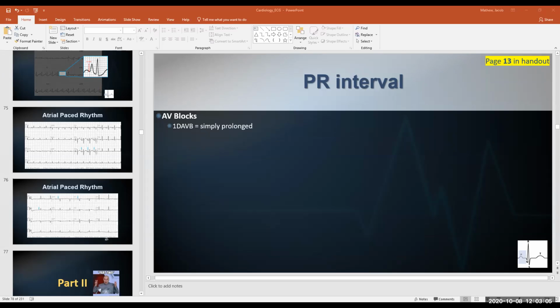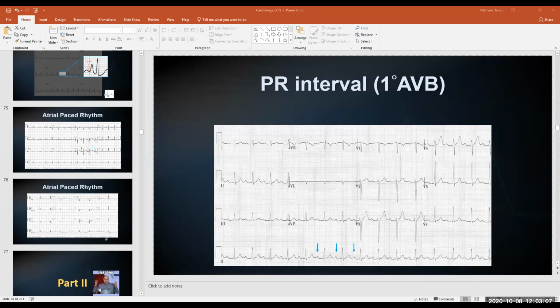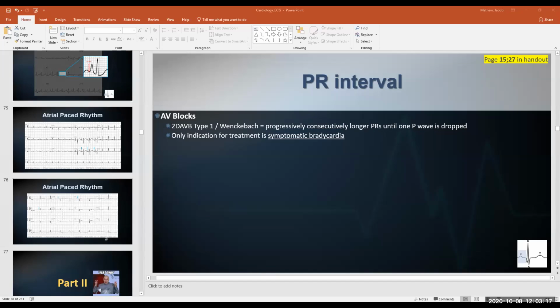So first degree, simply just a prolonged PR interval. This is an example of a first degree AV block. You can see that PR interval does not appear to change over time. So pretty simple, first degree. Very common. They're not going to be dangerous. They're very benign rhythms that we notice in patients incidentally, typically in the hospital.